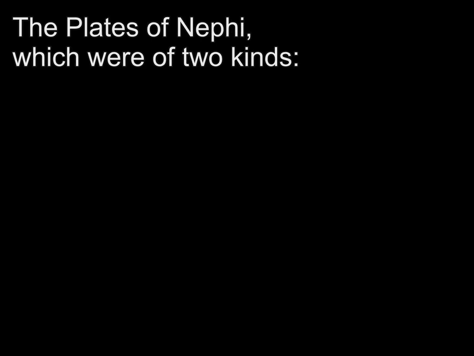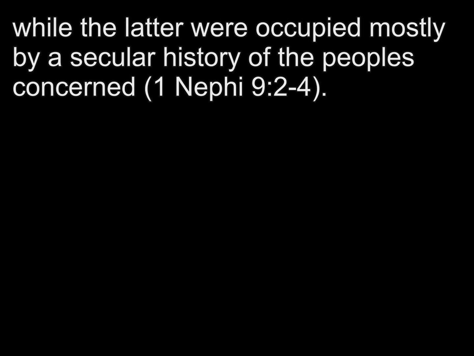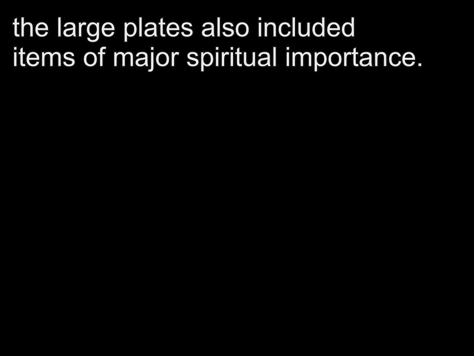1. The plates of Nephi, which were of two kinds, the small plates and the large plates. The former were more particularly devoted to spiritual matters and the ministry and teachings of the prophets, while the latter were occupied mostly by a secular history of the peoples concerned. 1 Nephi chapter 9, verses 2 through 4. From the time of Mosiah, however, the large plates also included items of major spiritual importance.